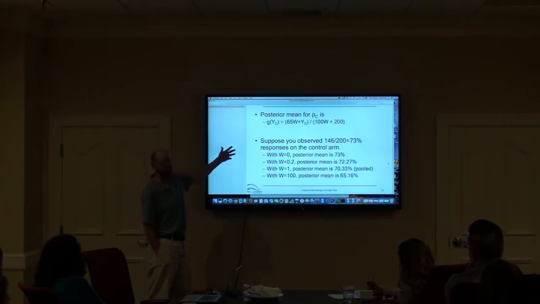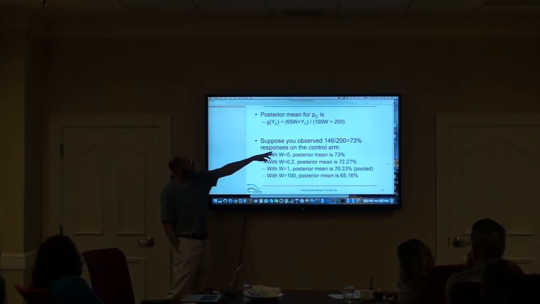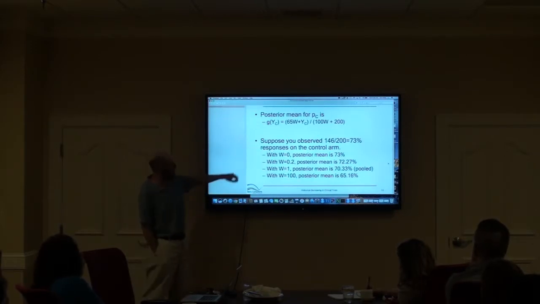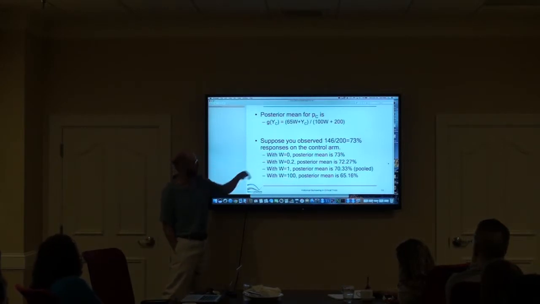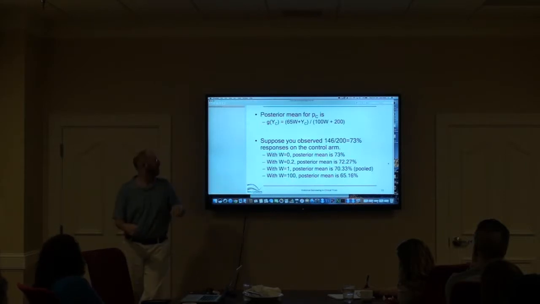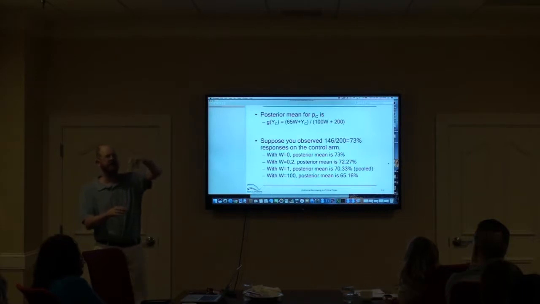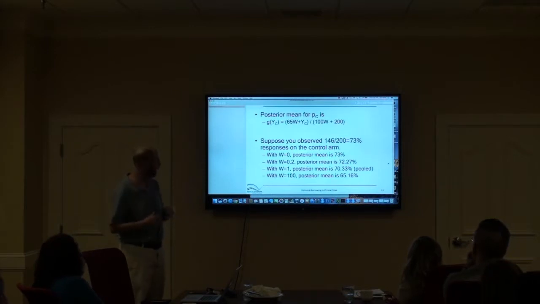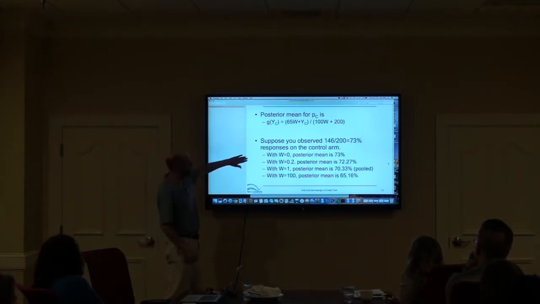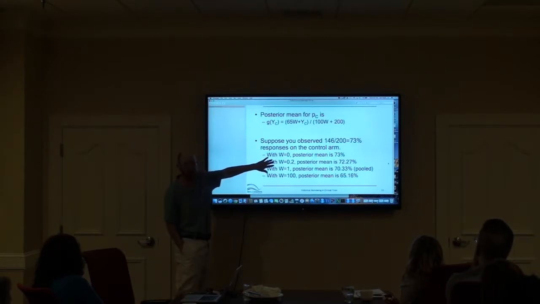The inferences that you get, as you can imagine, your posterior means, for example, are a weighted average depending on what your weight is. So if you've got 146 out of 200, so you got 73% responses on the control arm. Of course, if you don't borrow, your posterior mean is 73%. If you have a weight of 0.2, you act as if not 146 out of 200, but 159 out of 220. And so that gets you 72%, and so on. And so you can see the weights gradually pulling this back towards the historical data.